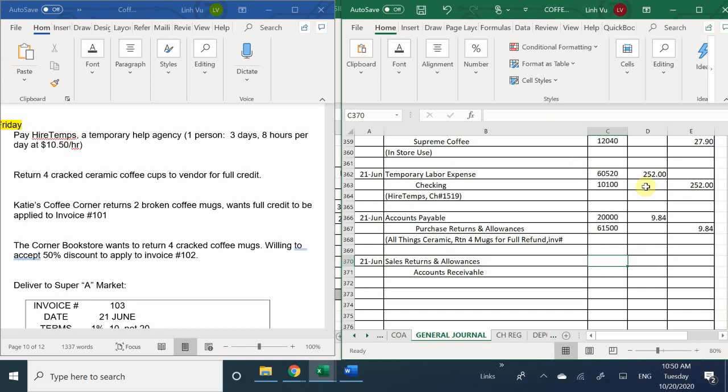45,000. And the accounts receivable, what account number is accounts receivable? I think it's 11,000. Okay.